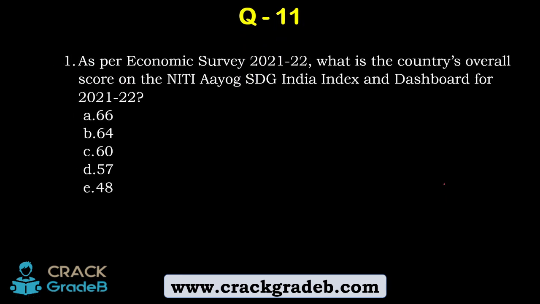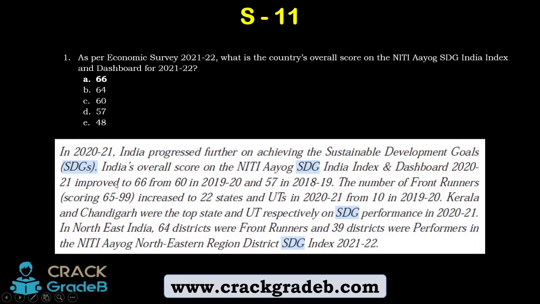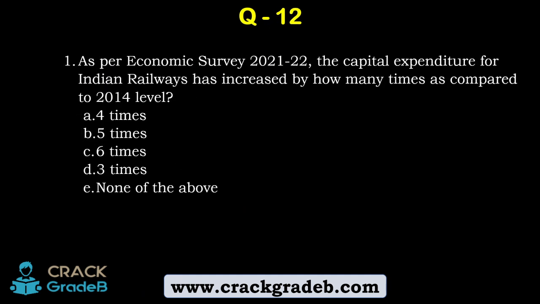As per Economic Survey 21-22, what is the country's overall score on the Niti Aayog SDG India Index and Dashboard for 21-22? Okay, let's see the answer. The answer is 66. India progressed further on achieving the Sustainable Development Goals. India's overall score on the Niti Aayog SDG India Index and Dashboard 2021 improved to 66 from 60 in 2019-20 and 57 in 2018-19. So it is increasing and improving. Right? Let's move forward with question number 12.